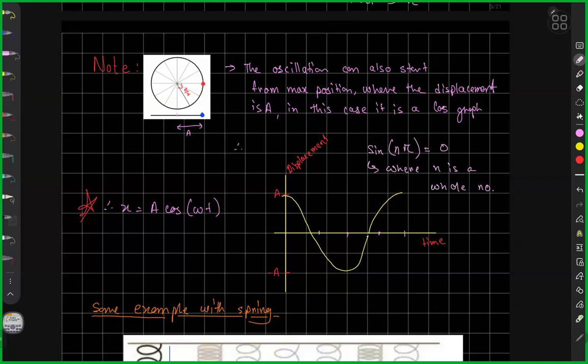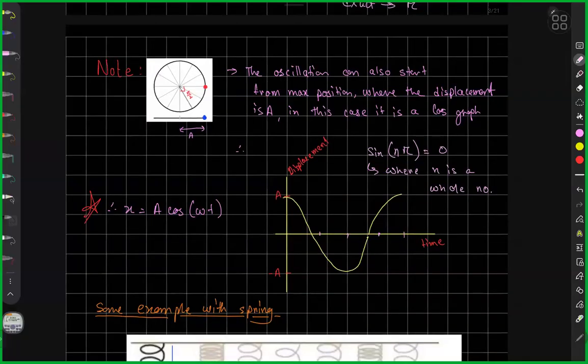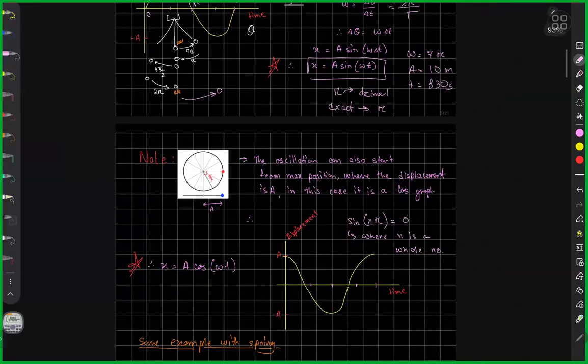Any confusion right now? Do we still not understand why this happens? Yeah. Okay, perfect. So this is why I told you guys it's easy to understand.